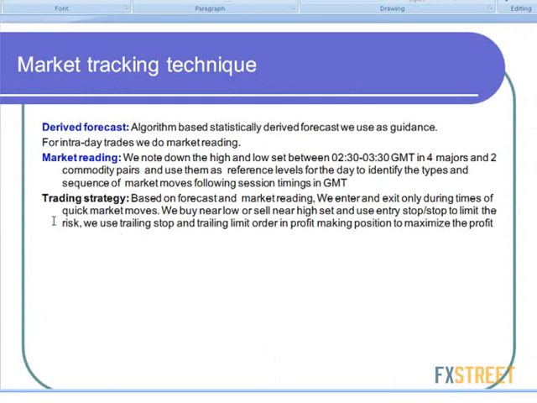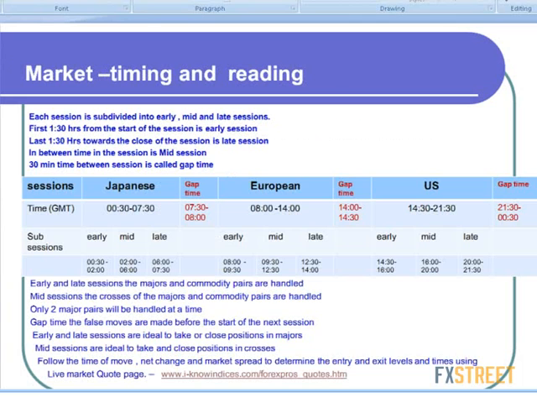After doing the market reading, we go in for the trading strategy. That is, we don't take unlimited risk. Instead, we try to limit the risk to 30 pips by using the hedging order.